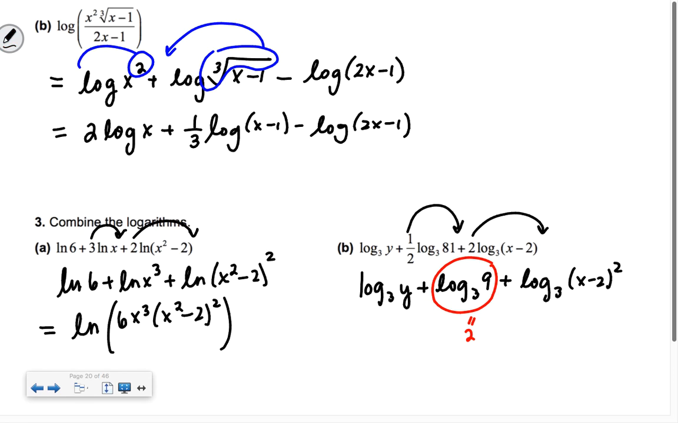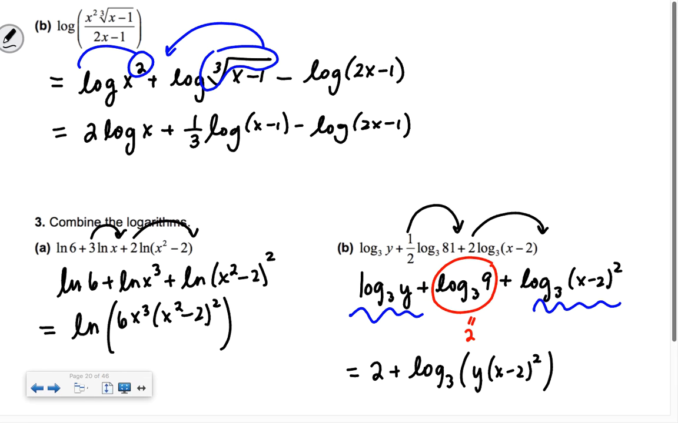It's 2, right? So we're just going to combine those other logarithms. We're going to combine this one, and we're going to combine this one. So we're going to have 2 plus log base 3 of y times x minus 2 squared, like that. And that's combined.